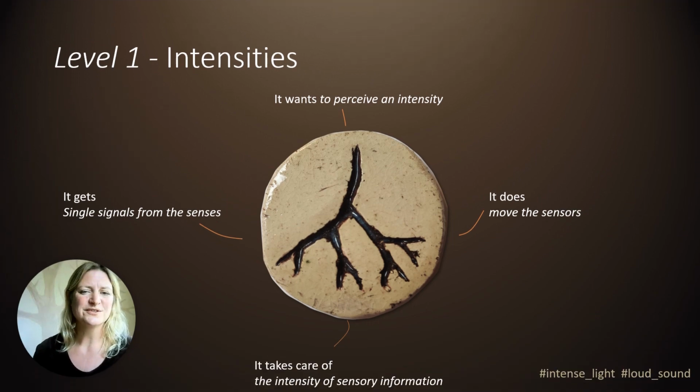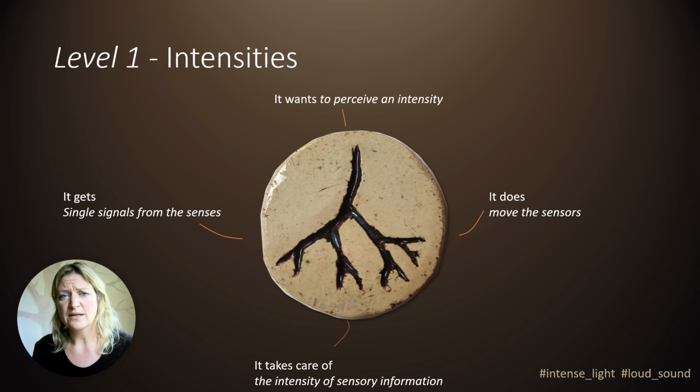Level 1 controls the intensity of sensory information. It gets the signals from the senses and creates a desired intensity by moving the sensors through motor control. And this level loops through the environment or the internal organs, the environment of the control system. It is our interface with the outside world. Examples are the intensity of light, the intensity of a loud sound.